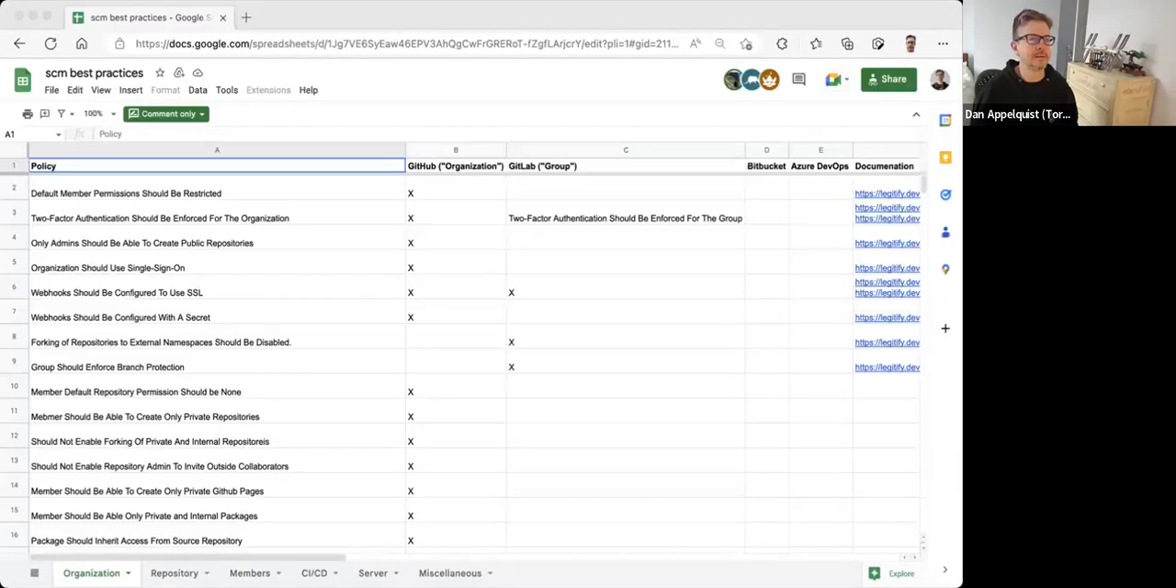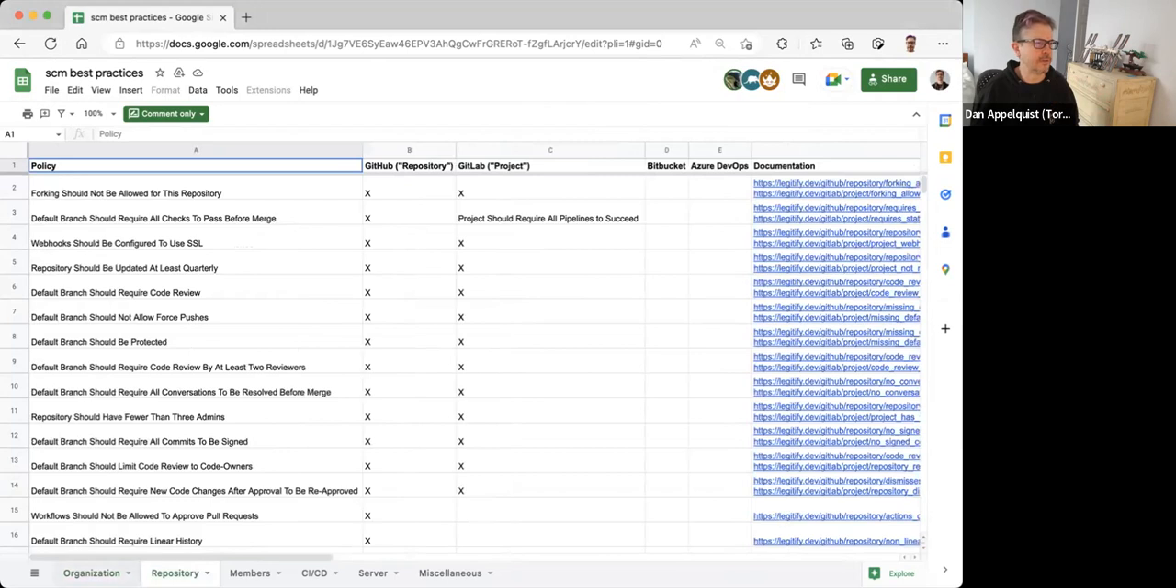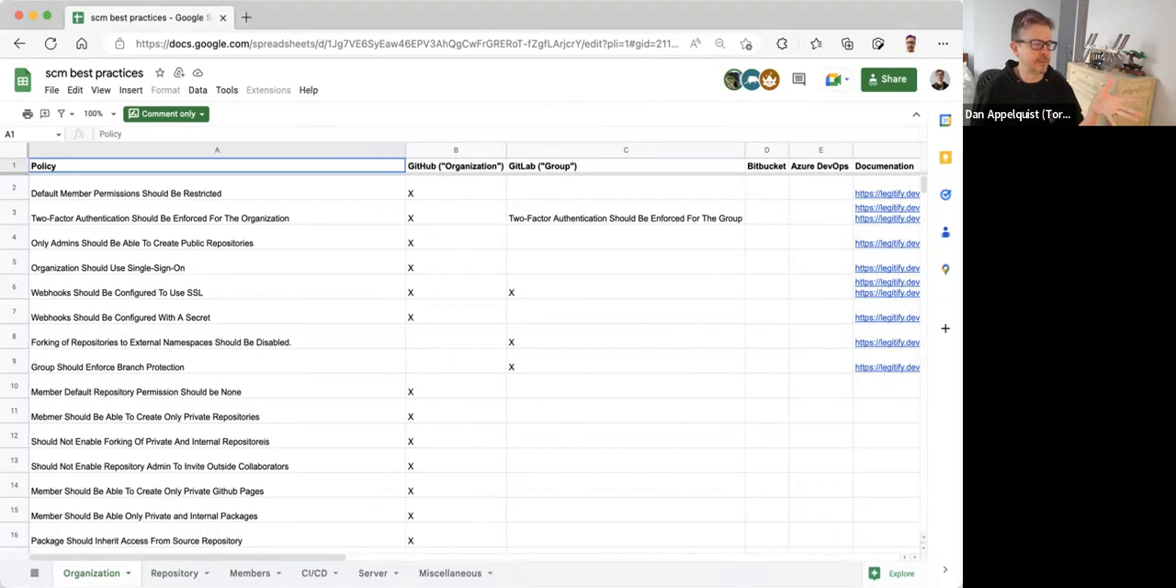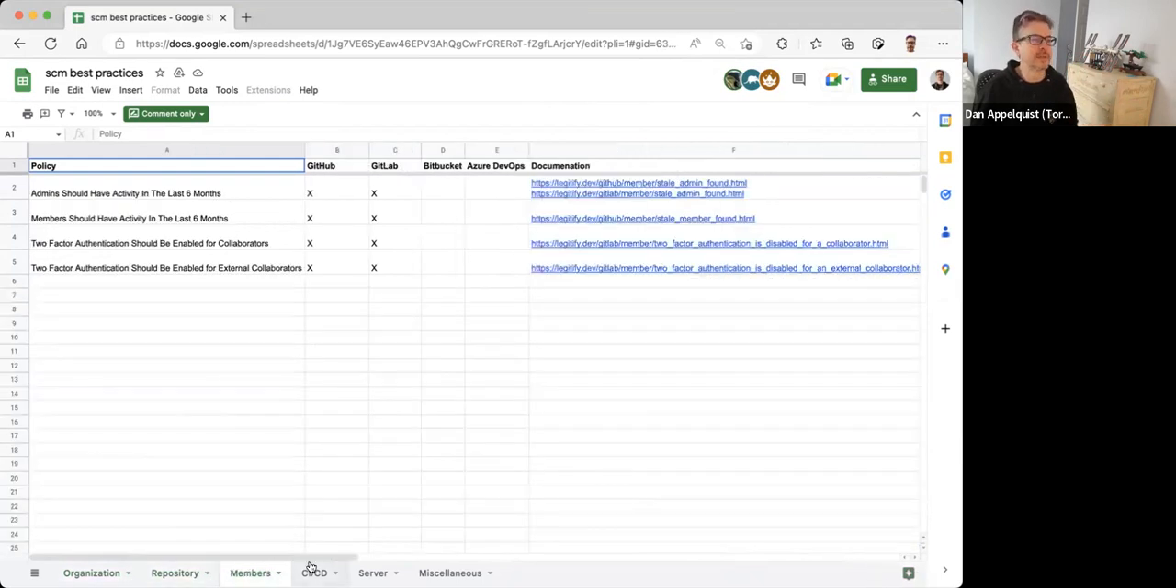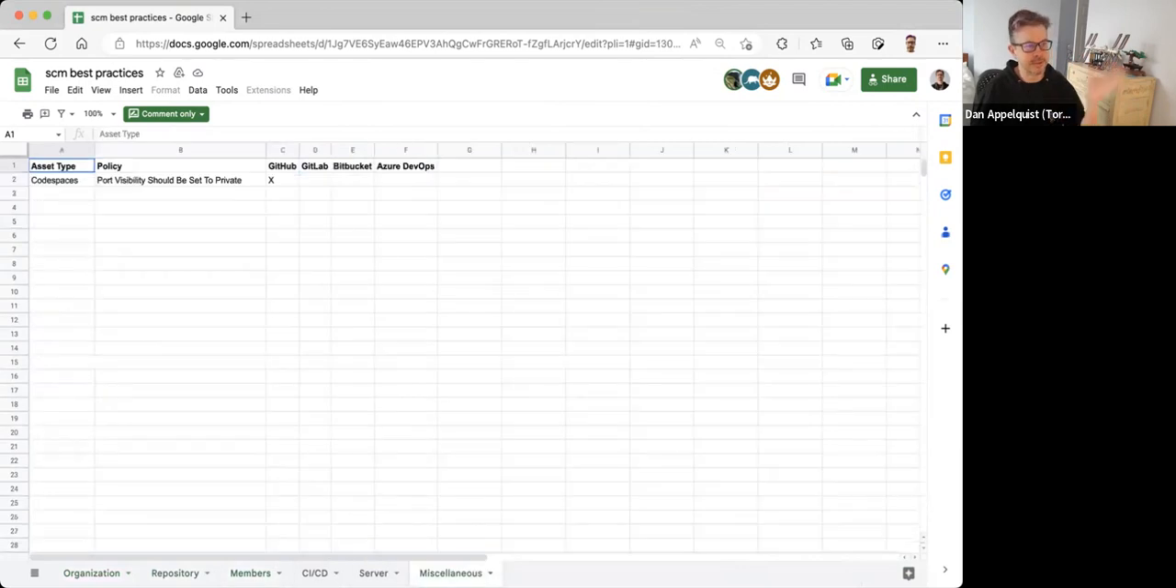And again, Noam's taking each one of the items and putting them into a category. It's interesting. I think we came up with some of the same ideas in terms of organization, repository, members, and then miscellaneous, which could map onto my hygiene factors.